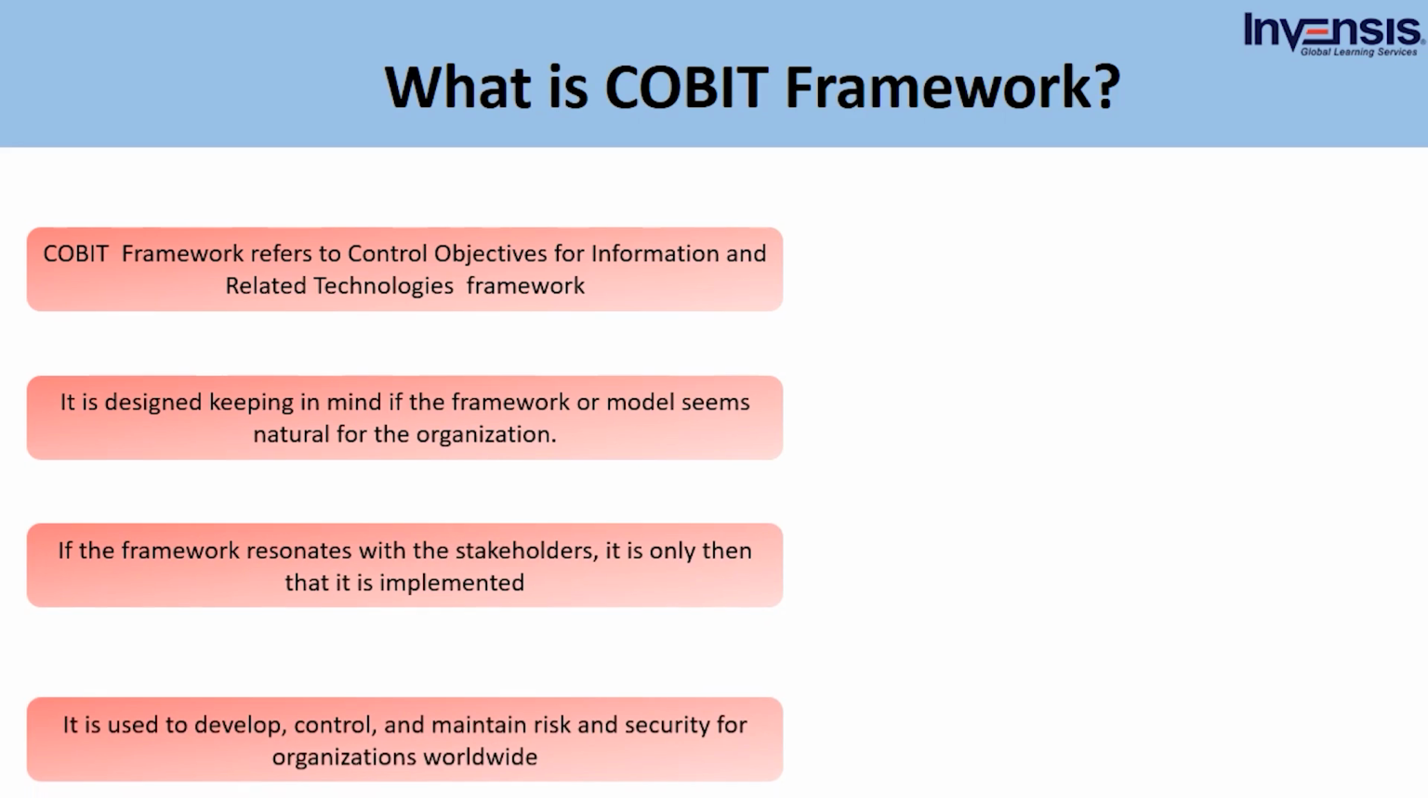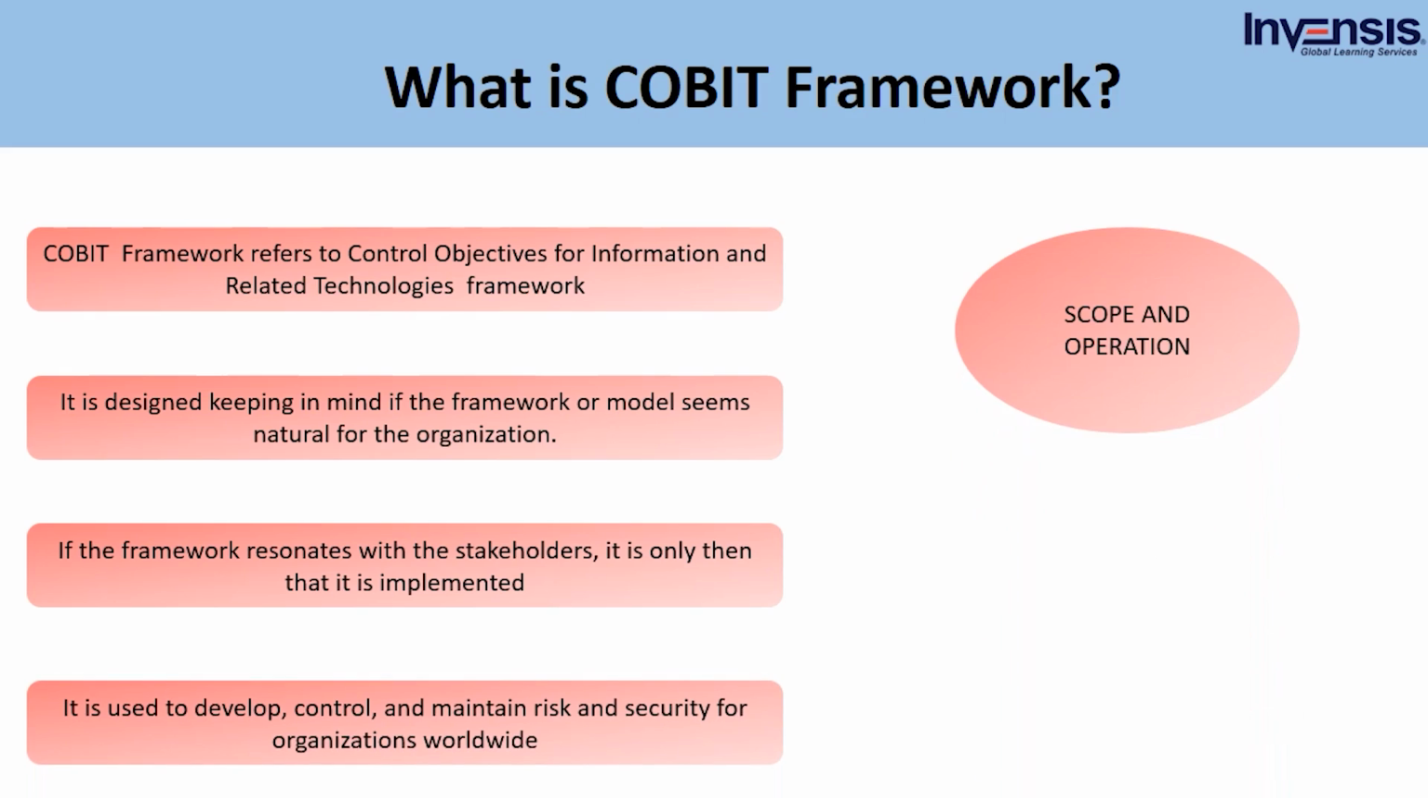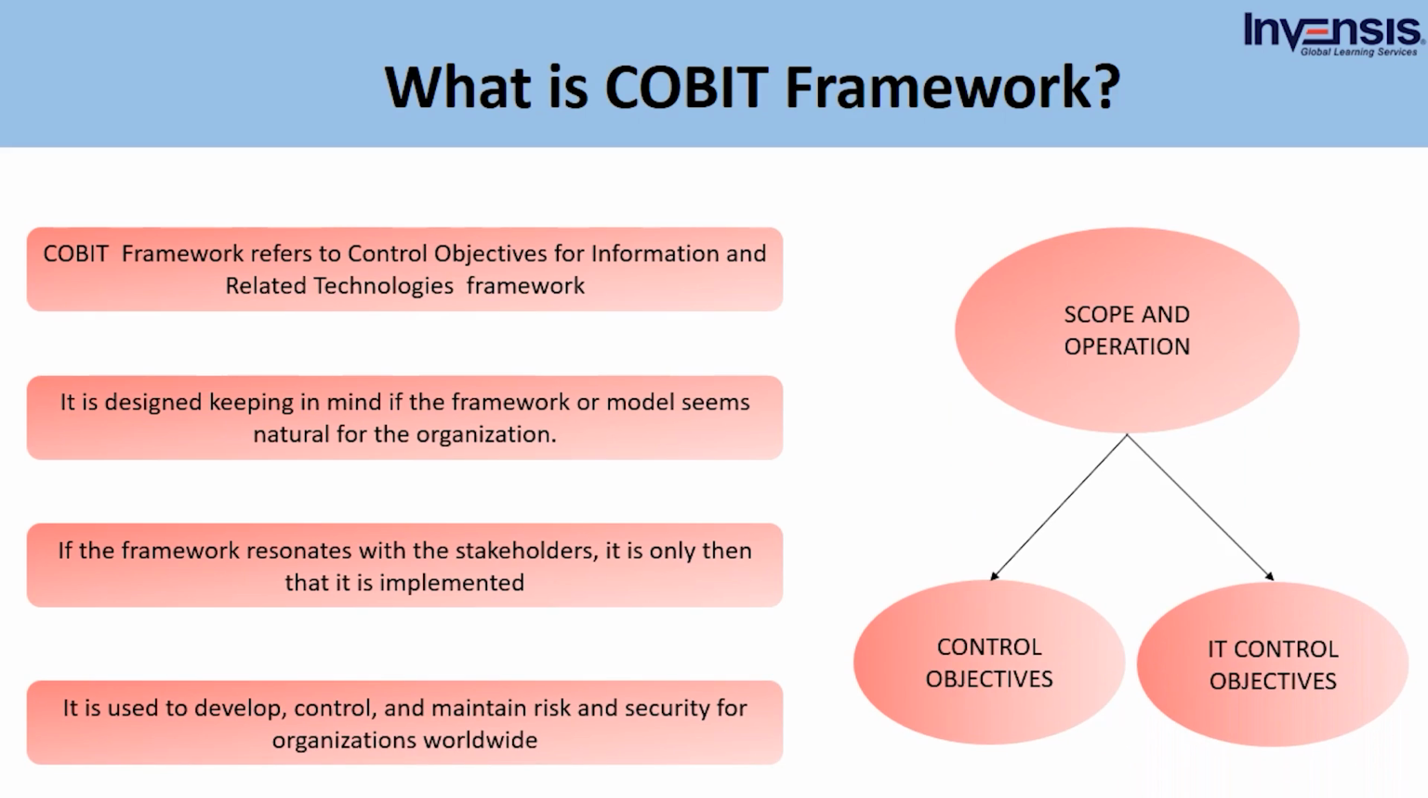The main COBIT framework has been created to link business goals with IT operations. It is done by providing certain information metrics as well as maturity models that help integrate the responsibilities of the IT and business aspects in an organization and check the progress. There are two main parameters involved in the COBIT framework that help with its scope and operation. They are control and IT control objectives.